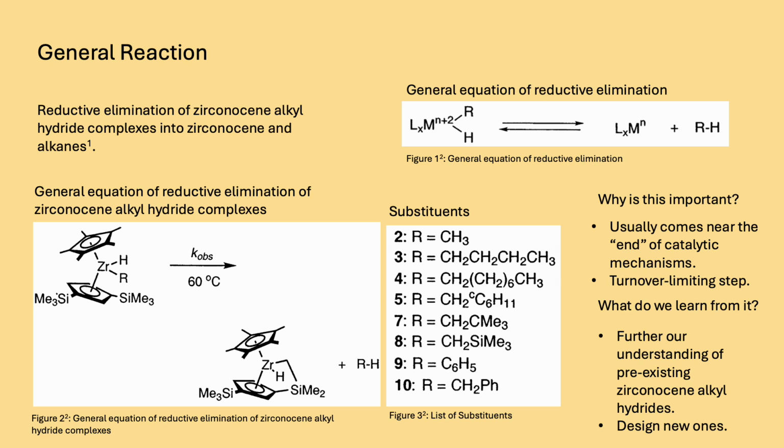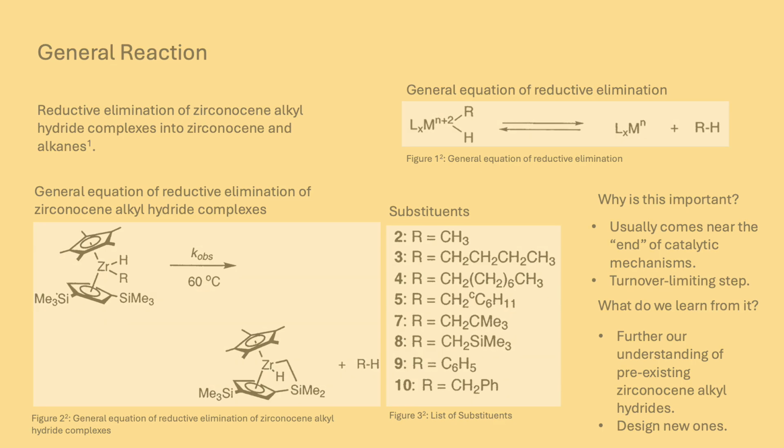It usually comes near the end of catalytic mechanisms, right before product formation. For some catalytic cycles, it's the turnover limiting step, making it very important to consider. The reaction is being done to see how cyclopentadienyl substituents influence the rate of reductive elimination. By manipulating the alkyl ligand, the effect can be analysed from the rate of alkane loss. This information could be used to further our understanding of pre-existing zirconocene alkyl hydrides and perhaps design new ones.